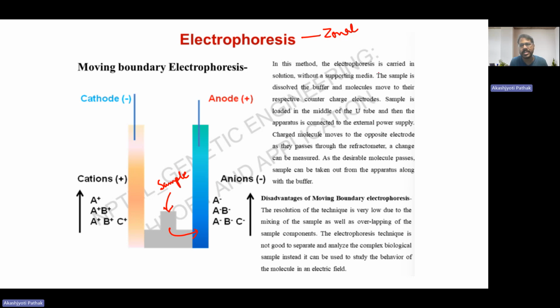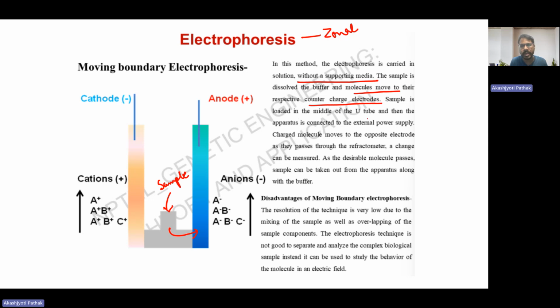So the electrophoresis is carried out in solution without a supporting media. There is no supporting media. This is a U-shaped tube, which is filled with the buffer, and on the basis of charge, the molecules get separated. The positively charged molecules will move towards the cathode and the negatively charged molecules will move towards the anode. Okay, so the sample is dissolved in the buffer and the molecules move to their respective counter-charged electrodes.